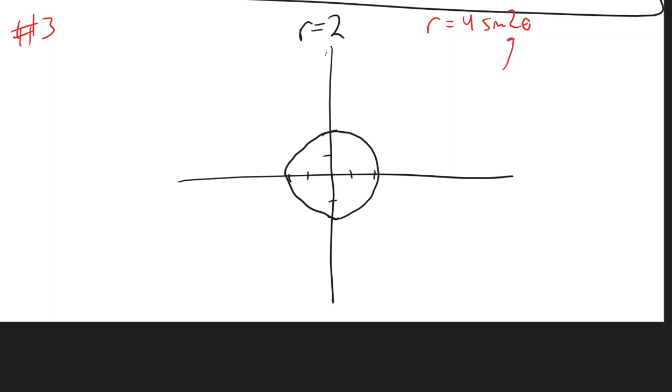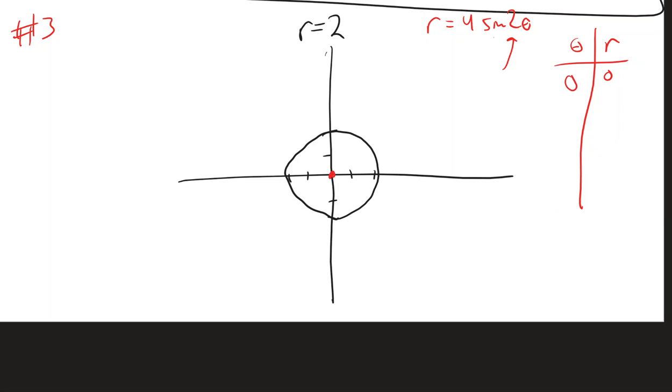Now there is a hint here. The fact that this is a 2 there and that's an even number tells me that there's 4 petals. So if you know that, you really have to do a lot less graphing before you can figure out what it looks like. But you probably also need to plug in some points. You plug in 0, you get 0.